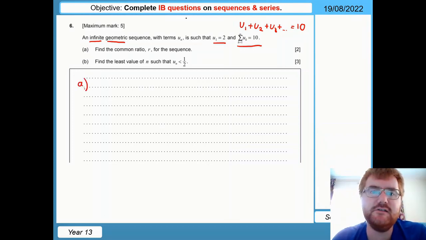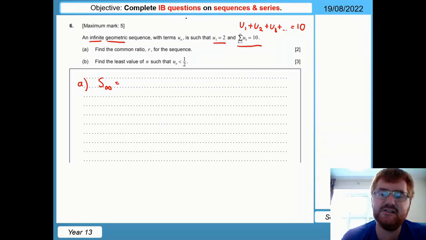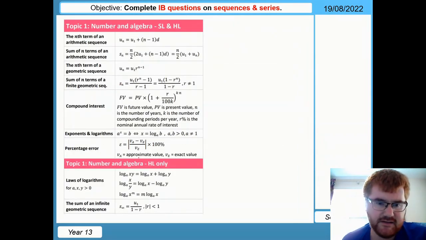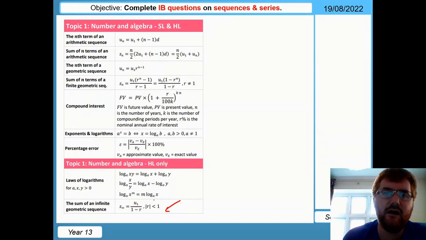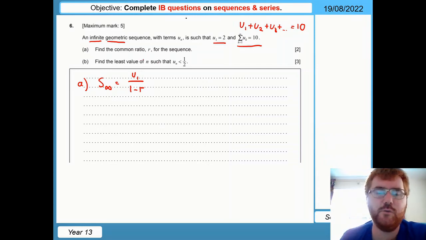Now we're going to use the sum of an infinite geometric series. So S infinity, and you'll notice this is on the formula sheet. So this is this formula down here, which we can use. So it's equal to U1 over 1 minus R, where R is the common ratio. I'm just going to copy that across from the formula sheet. And we've actually got all the information we need here to answer this question. Notice U1 is equal to 2, the first term, and the S infinity, so the sum of all the terms up to infinity, is equal to 10. So we can just substitute this in.